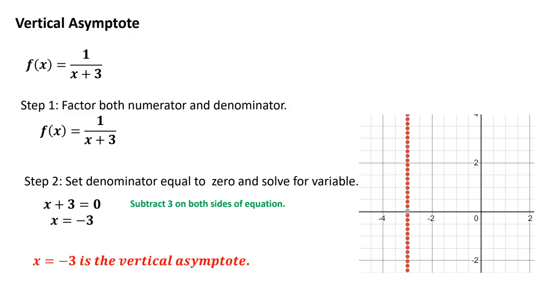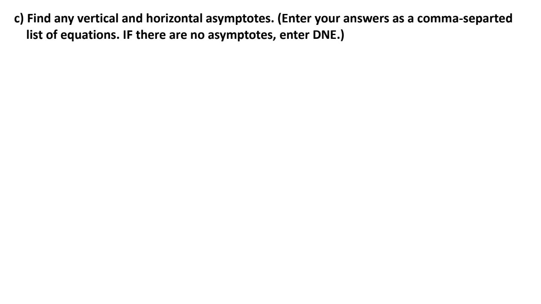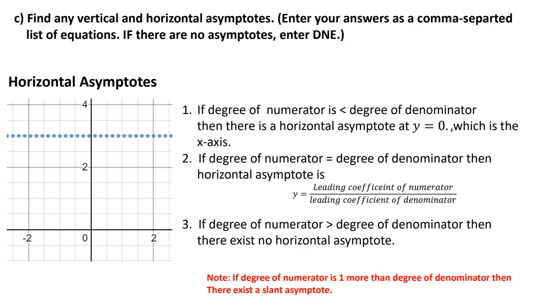we have a different case. We have different cases that will give us our horizontal asymptote. So we have three cases. The first case says that if the degree of the numerator is smaller than the degree of the denominator, we will always have a horizontal asymptote at y equals 0. That's our first scenario.